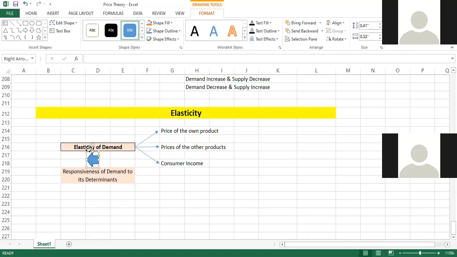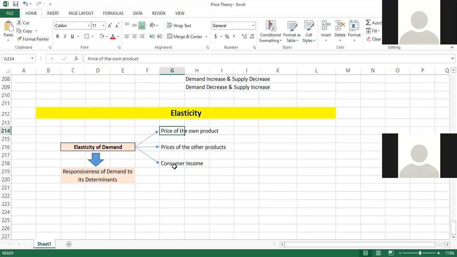Elasticity of demand is mainly analyzed with respect to these three main factors, that is price of the own product, prices of the other products, and consumer income. So when we consider price of the own product, we use a special term for that. What is that elasticity? We call it which elasticity, right?